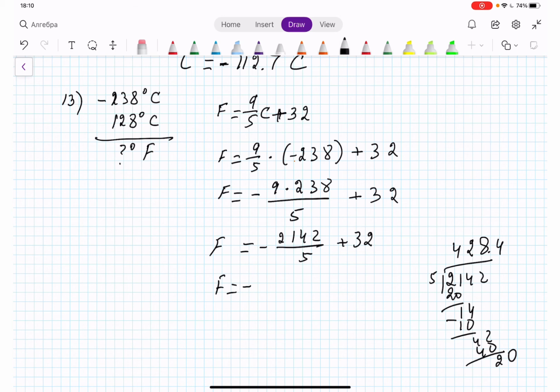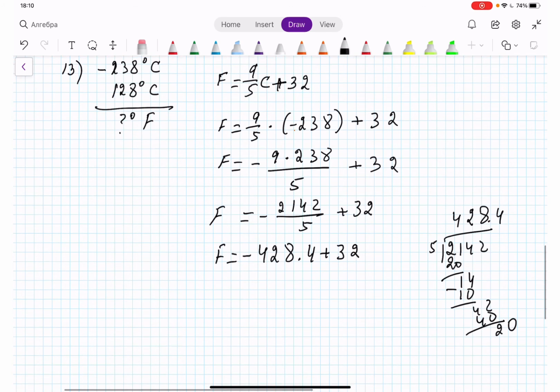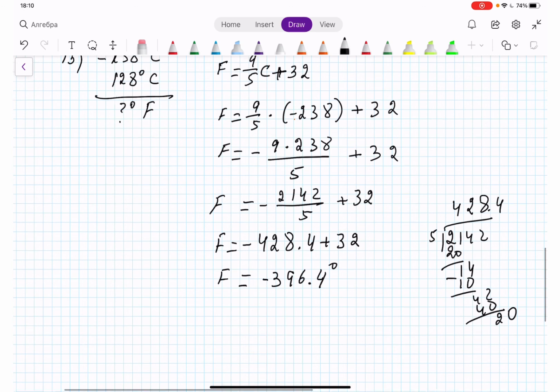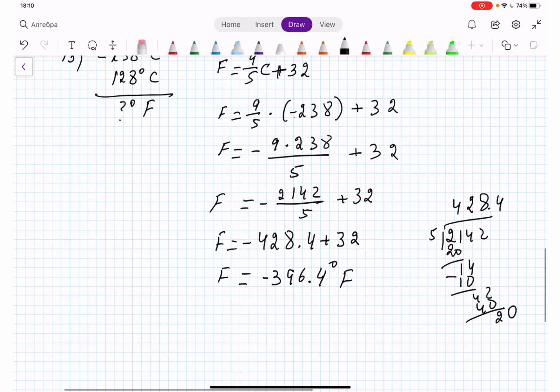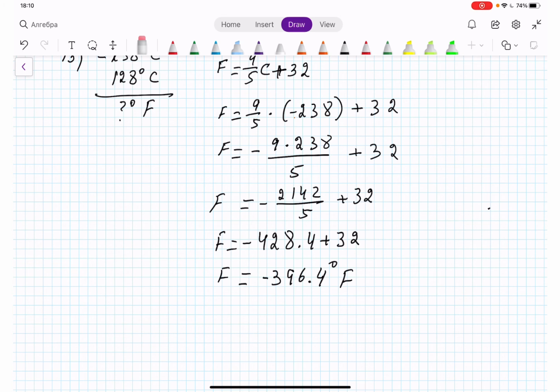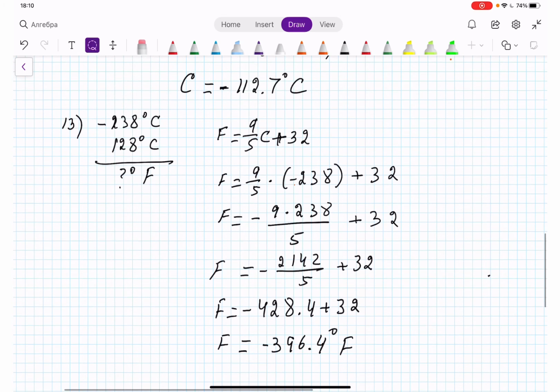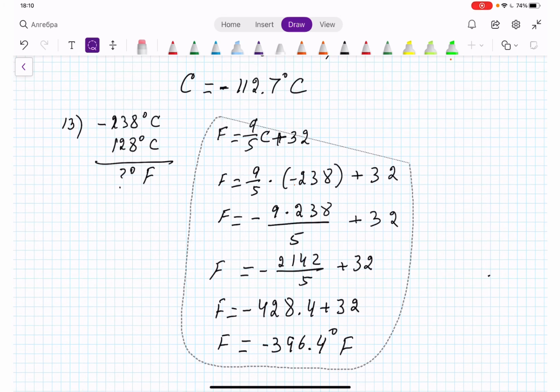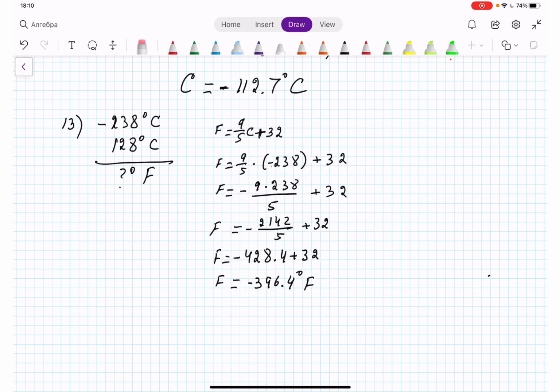Negative 428.4 plus 32. This is going to be equal to negative 396.4 degrees Fahrenheit. Okay, this is for the coolest temperature. Now we are going to do the same operation for the warmest temperature.